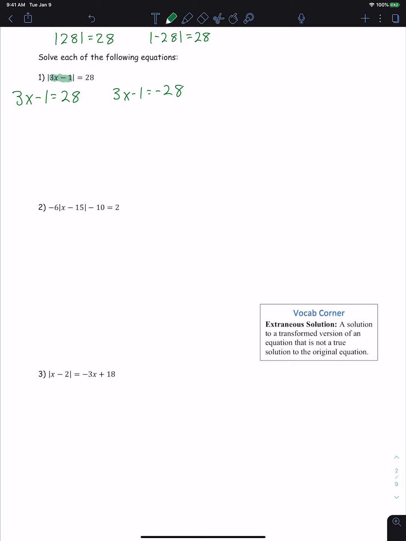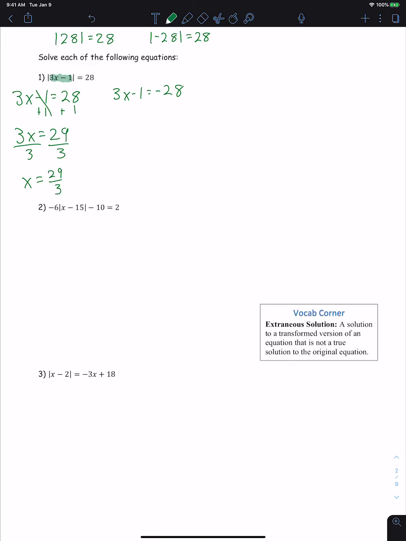So from here, we have our two equations. We just want to solve one at a time. So I'm going to take the one on the left. I'm going to add 1 on both sides. I get 3x equals 29. Divide by 3 on both sides. You should get x equal to 29 over 3.